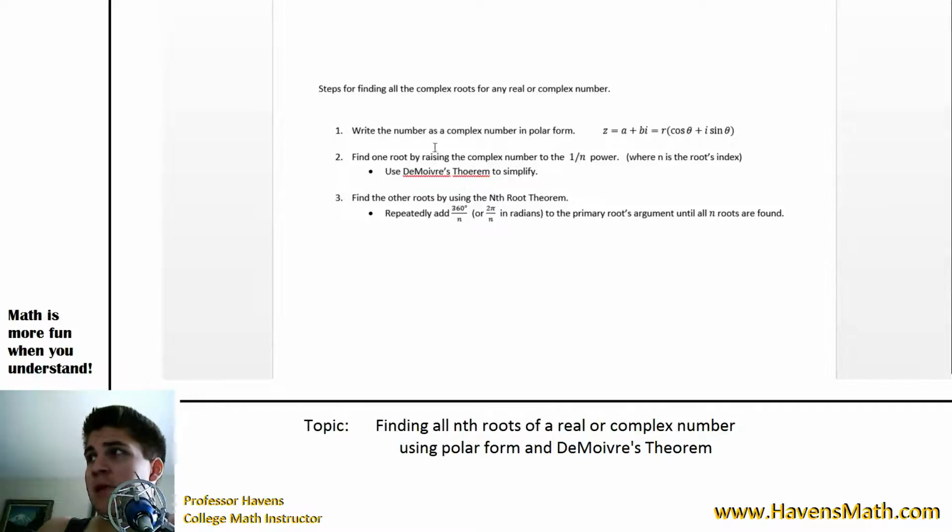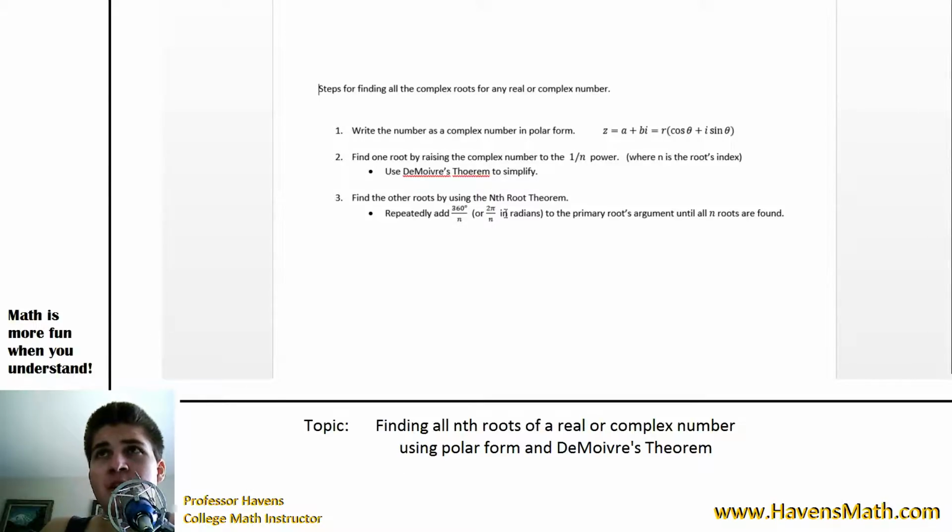So we're going to repeatedly add 360 over n, where n is the index of your root. In this case, we're finding the cube root, so n is 3, and there should be 3 of them. So we're going to be repeatedly adding 360 over 3, or 360 divided by 3 is 120. So we repeatedly add 120, and that will find the other, in this case, 2 other roots.